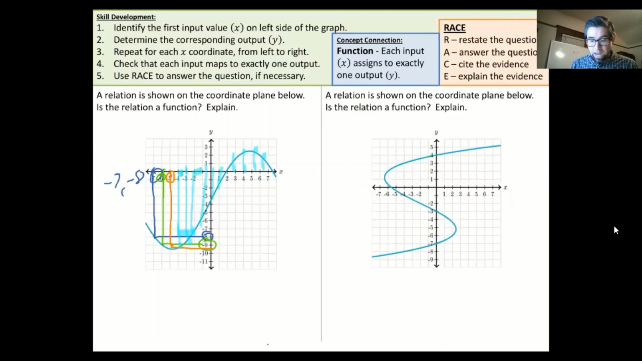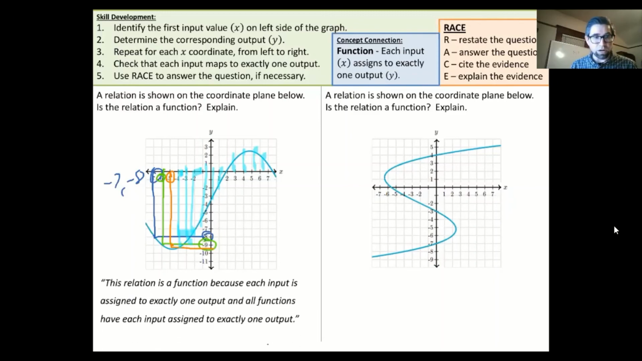So again, how we would write that in a sentence would look like this. This relation is a function. That answers the question and restates it. Because each input is assigned to exactly one output. That's my evidence there, right? Each input, I did the work seeing that each one is assigned only one output. And then why does that matter? Because all functions have to have each input assigned to only one output.